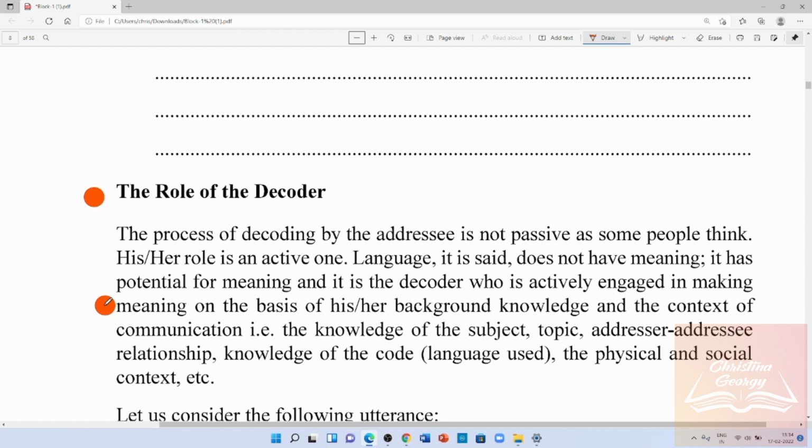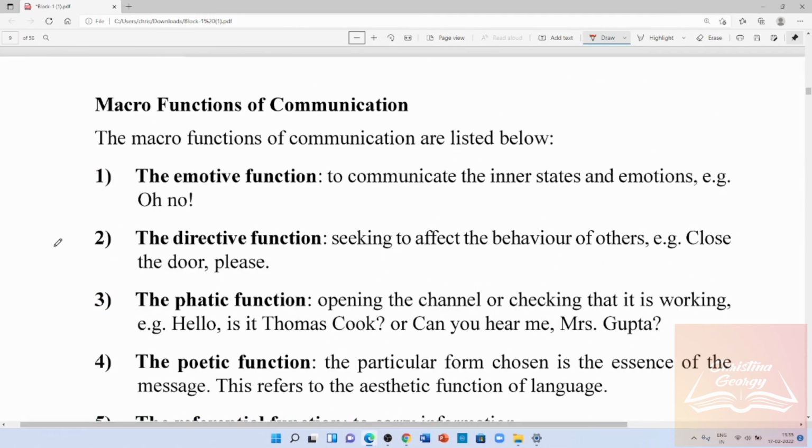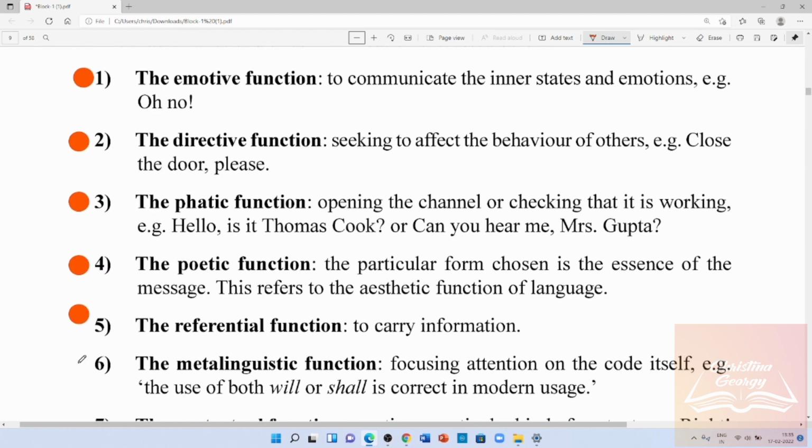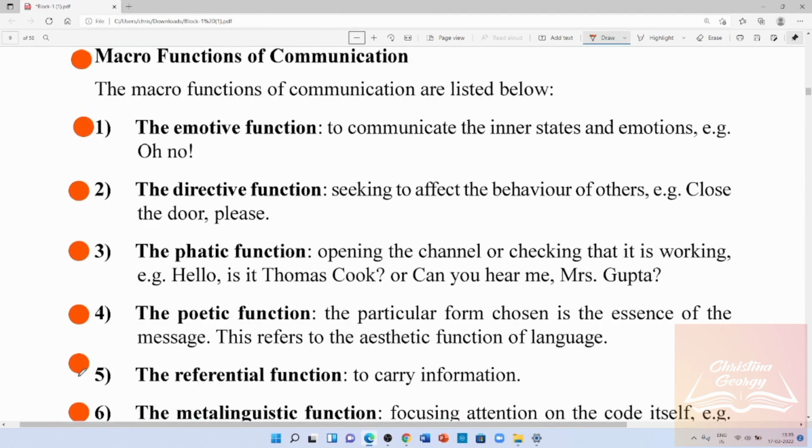Now let's move on to the macro functions of communication. There are 7 macro functions attributed to communication: the emotive function, the directive function, the phatic function, the poetic function, the referential function, the meta-linguistic function, and finally the contextual function. So let's have a detailed look at all these aspects. The emotive function. The word itself gives you the meaning. It means to communicate the inner states and emotions. At times we express our emotions through words such as oh no, alas, hooray. So these all come under the emotive functions.